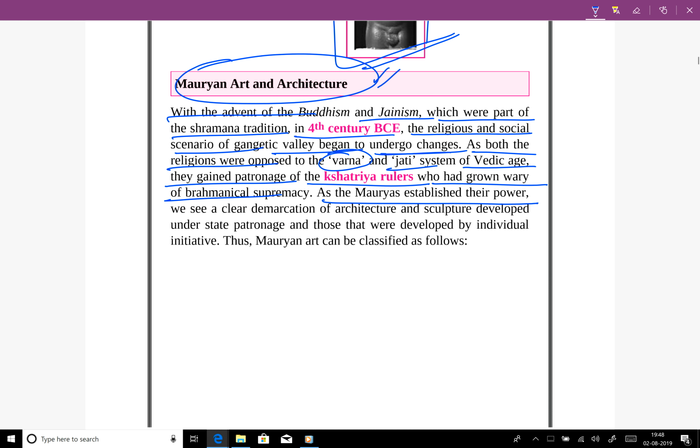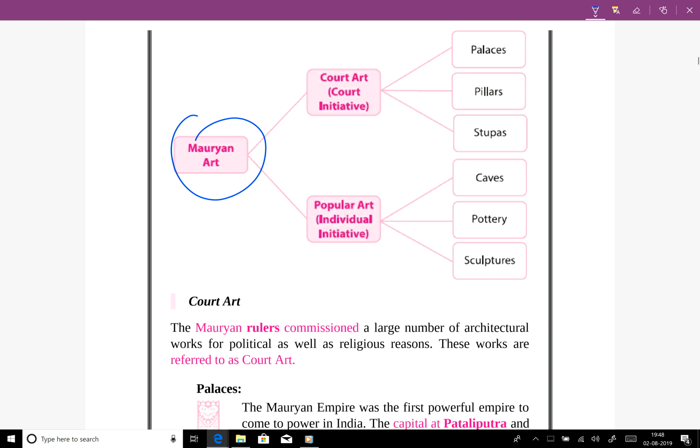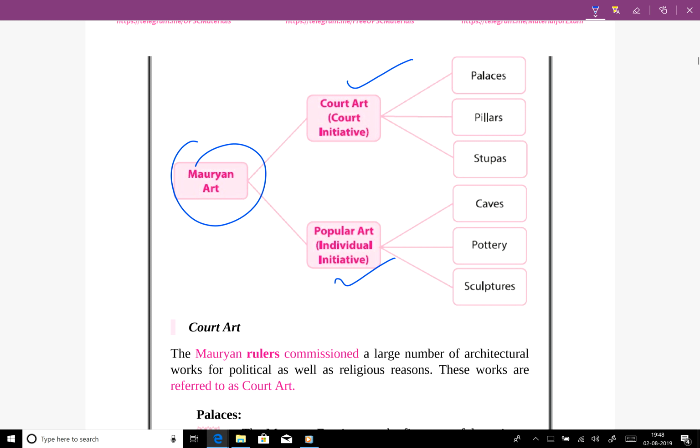As the Mauryans established their power, we see a clear demarcation of architecture and sculpture developed under state patronage and those that were developed by individual initiative. Thus, Mauryan art can be classified as follows. Mauryan art is further classified into court art and popular art. Court art is palaces, pillars, and stupas, and popular art is caves, pottery, and sculptures.